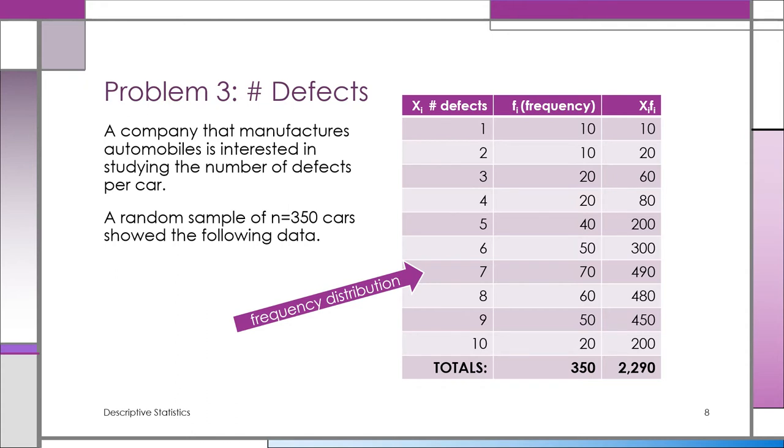Just adding the last column, sum of the xi fi, okay, 10 times 1 is 10, 10 times 2 is 20, 20 times 3 is 60, 20 times 4 is 80, 40 times 5 is 200, until you get to the last one, 20 times 10 is 200, and now we know that the total number of defects is 2,290. And on the next slide, we'll go through the statistics.